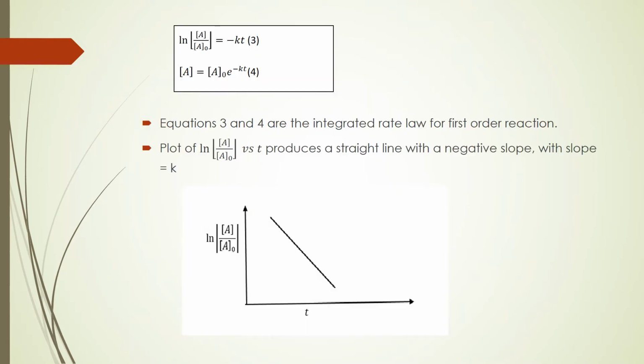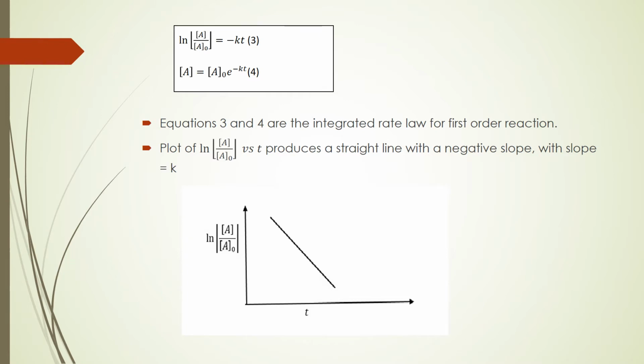These two equations: ln bracket concentration of A over A naught close bracket equals minus kt, and by rearrangement, concentration of A equals concentration of A naught times e to the power of minus kt. These two equations, 3 and 4, are the integrated rate law for a first order reaction.